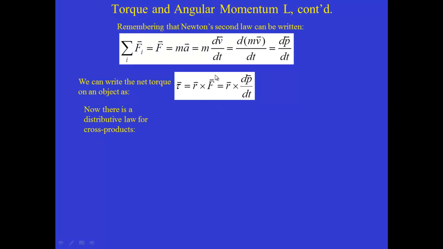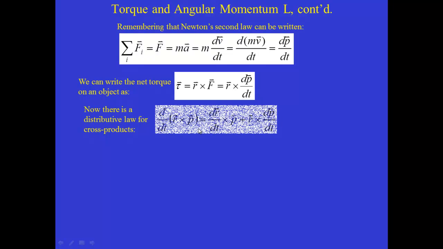Now, there's a distributive law for cross products, and it works like this. If we take the time derivative of the quantity r cross p, then there's kind of a product rule that works here, where we end up with the derivative of the first quantity crossed into the second quantity, plus the first quantity crossed into the derivative of the second quantity. And the order is important in cross products, so we have to take that into account when we write these expressions down.